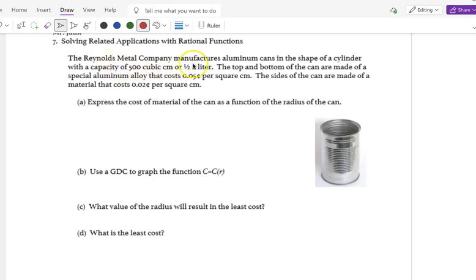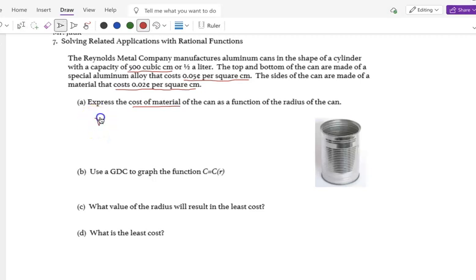So the Reynolds Metal Company manufactures aluminum cans in shape of a cylinder with a capacity of 500 cubic centimeters, or half a liter. The top and bottom of a can are made of special aluminum alloy that costs 0.05 cents per square centimeter. The side of the can is made with a material that costs 0.02 cents per square centimeter. Find an expression for the cost of the material of the can as a function of the radius of the can. I'm assuming it's a closed can, even though the diagram is showing open, because the description and diagram don't match for some reason.